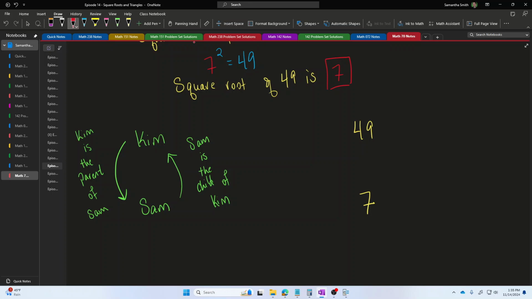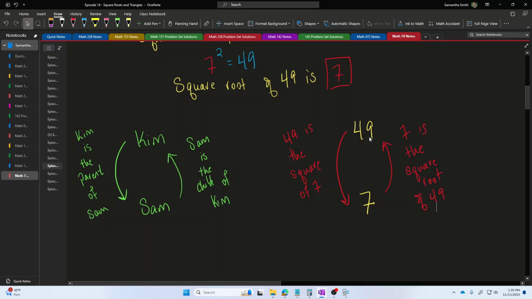I could say that 49 is what you get when you square 7. 49 is the square of 7. And I could just as well say that 7 is the square root of 49. 7 and 49 have the same kind of relationship as I have with my mom. Square and square root is kind of like parent and child.